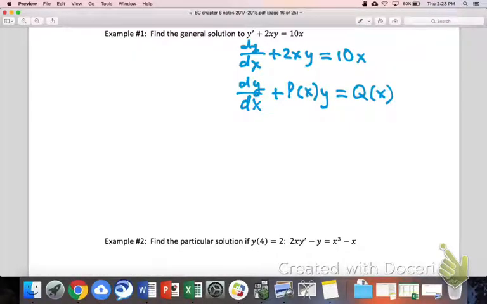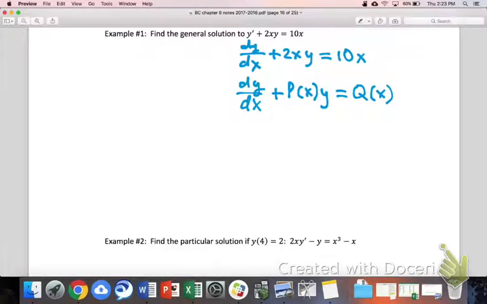So you can see dy dx is exactly where it's supposed to be. 2x is in the place of p of x. And then q of x, based on the way this is written, would have to be 10x, right? So we're just matching up the different pieces with where they are. Still good? Any questions? Okay.